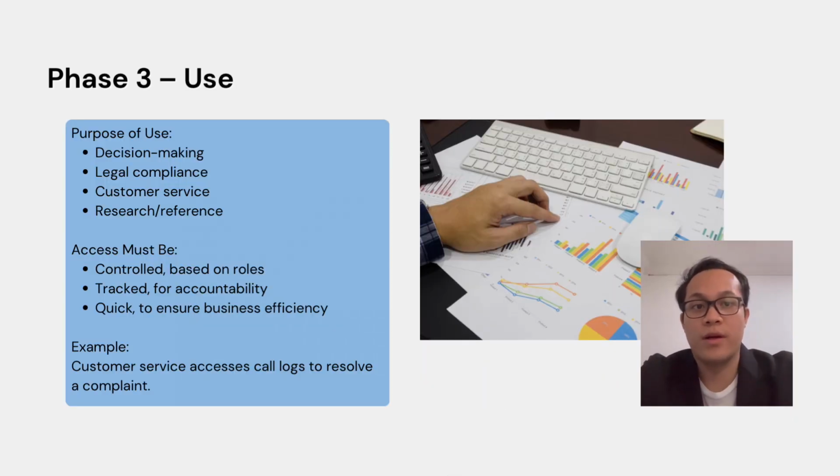Go to phase 3, use. The purpose of use is decision making, legal compliance, customer service, and research or reference. Access must be controlled based on role, and it is also tracked for accountability and to ensure business efficiency. For example, customer service accesses a call log to resolve a complaint.